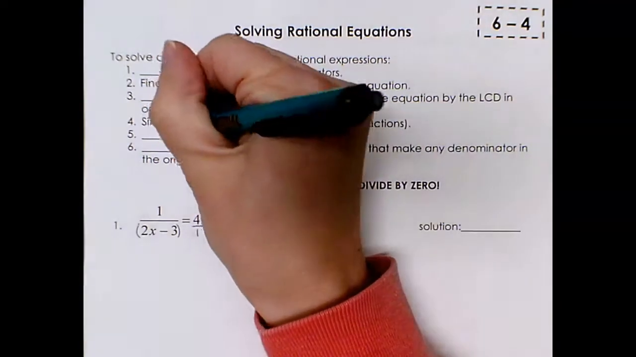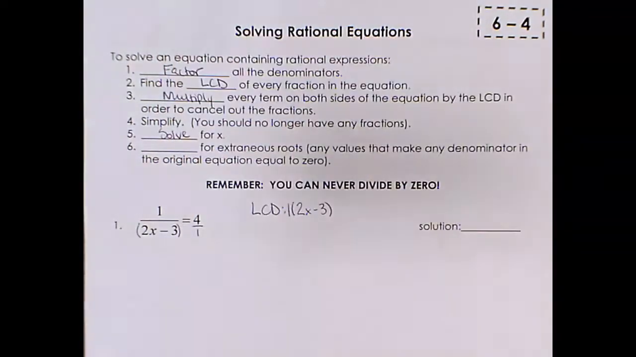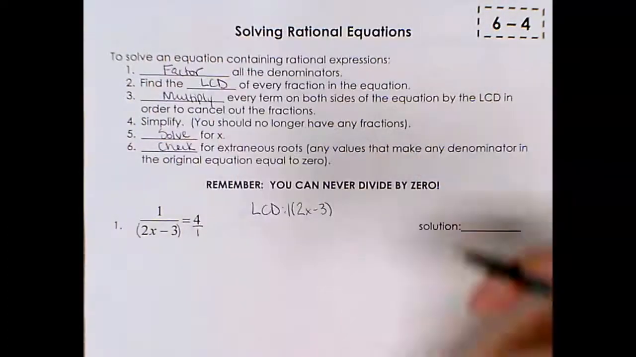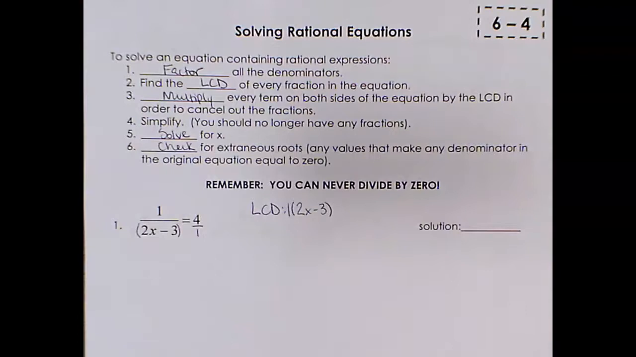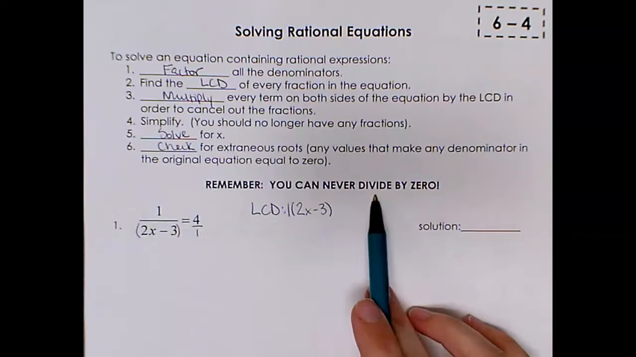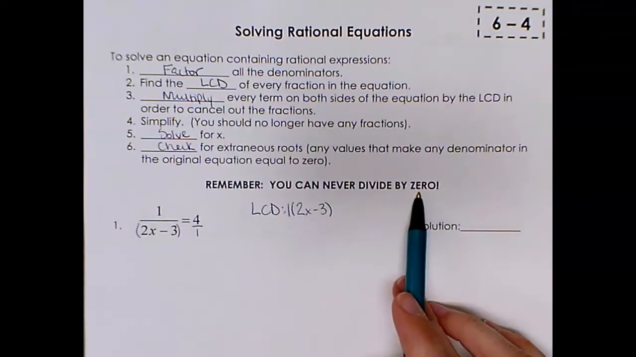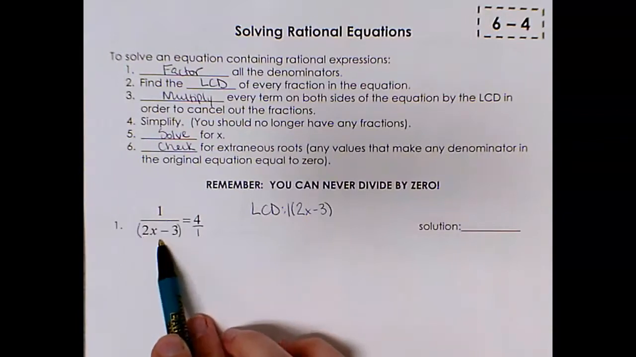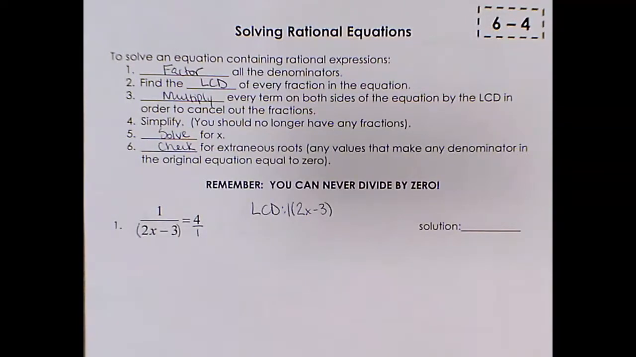You'll be able to solve for x just like in a normal equation, but you do have to check for extraneous solutions, extraneous roots. Those would be any values that you get in the process of solving that make any denominator in the original equation equal to 0, because if I substitute an x value here that gives me 0 for the denominator, well then I can't do that in my solutions because that can't happen.